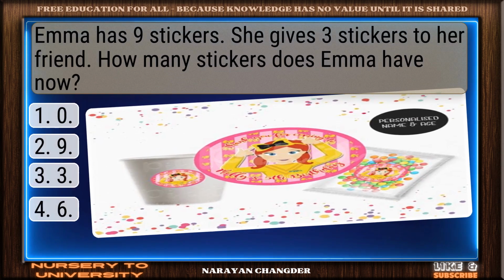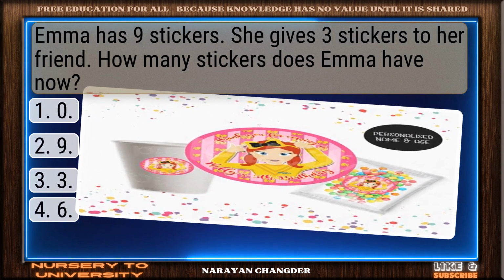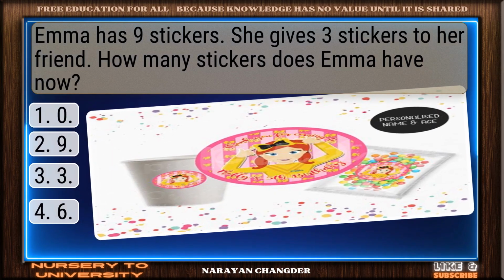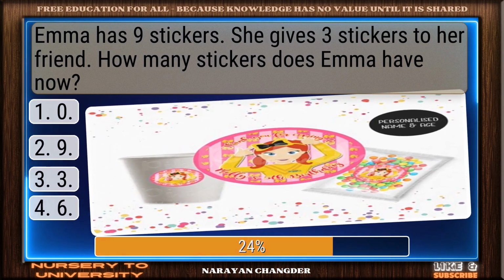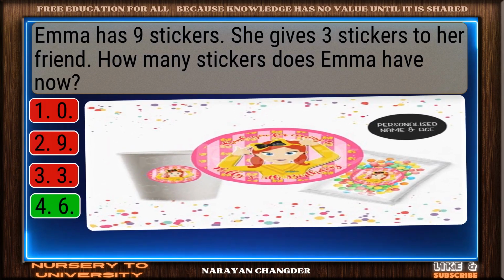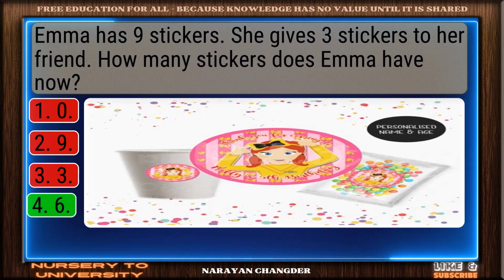Emma has 9 stickers. She gives 3 stickers to her friend. How many stickers does Emma have now? Smart move. 6 is an accurate answer.